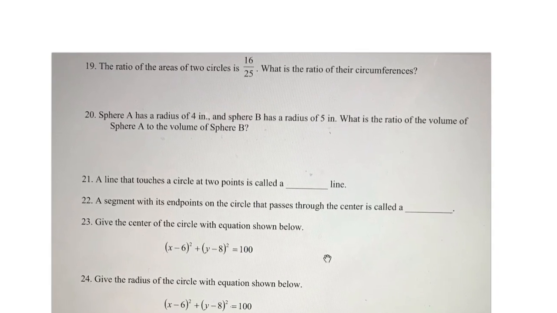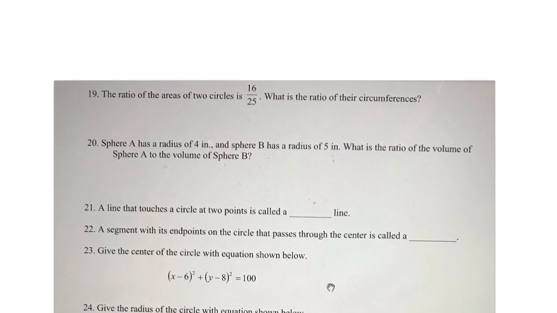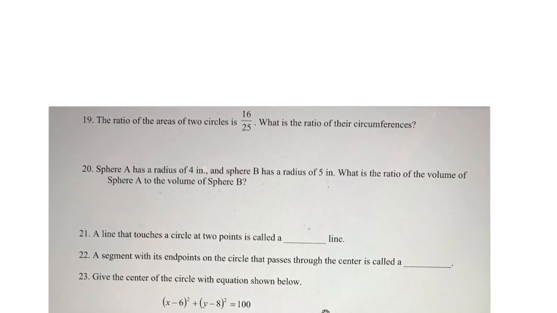All right, number 19. The ratio of the two areas of a circle is 16 over 25. What's the ratio of their circumferences? Okay, so area is a second dimension measurement, like units squared, whereas circumference is a single dimension measurement of length. So believe it or not, all you have to do to find the proper ratio between the circumferences is to just take the square root of these, and that would give you 4/5.